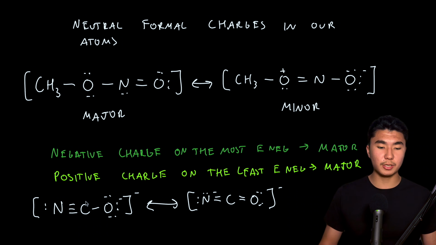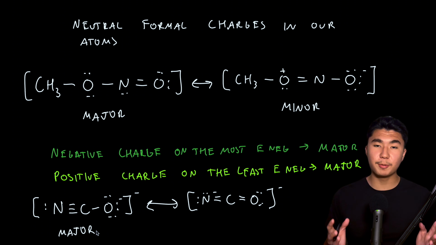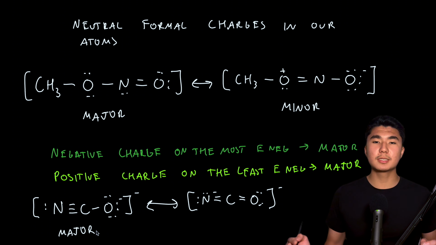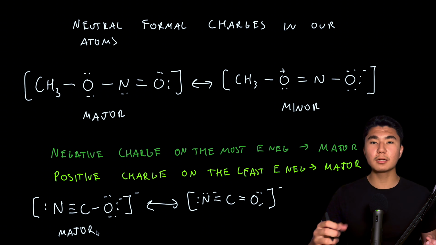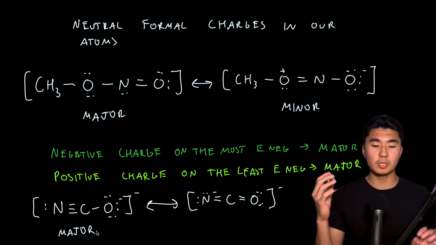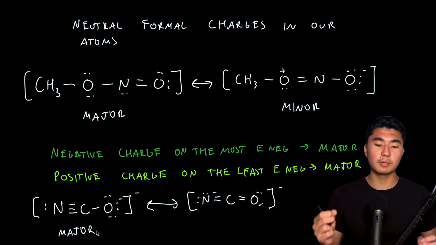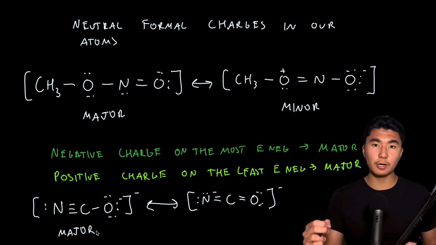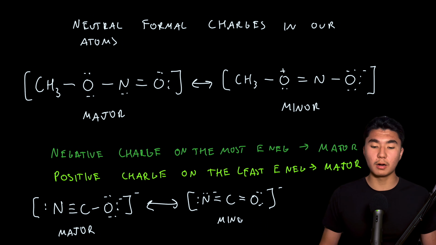So the major resonance structure is this first resonance structure over here. The reason why is because oxygen is much more electronegative than nitrogen. Because if we look at our periodic table, going from left to right, we can see that oxygen is closer to fluorine because fluorine is the most electronegative. Anything closer to fluorine is going to be more electronegative than anything pretty much away from fluorine. So oxygen is closer to fluorine than nitrogen is. So that's why oxygen is going to be the most electronegative, and we have a negative charge on that electronegative atom. That is why this first resonance structure is our major, and this one is going to be our minor.